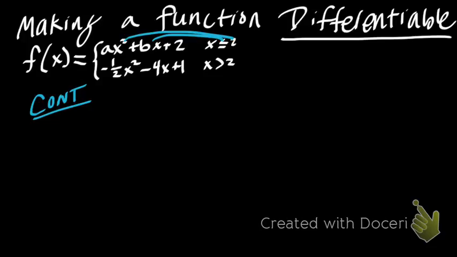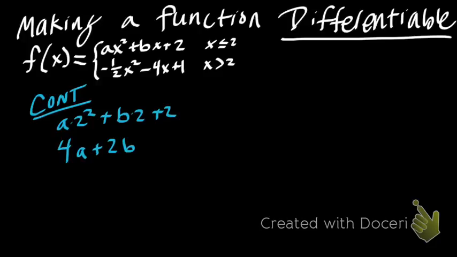So from the left, I'm going to plug in 2, and from the right, I'm going to use this function. I'm going to plug in 2 there. And of course, at exactly 2, it's one of the functions also, so those two should take care of themselves. So from the left of 2, I have a times 2 squared plus b times 2 plus 2, or 4a plus 2b plus 2. And from the right hand side, I have the other function, so that's negative 1/2 times 2 squared minus 4 times 2 plus 1.